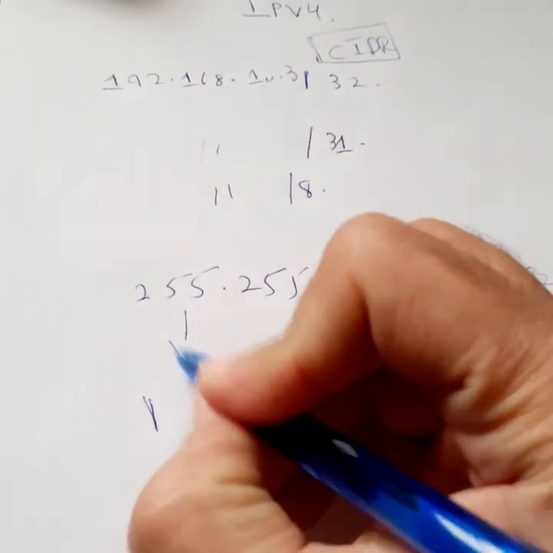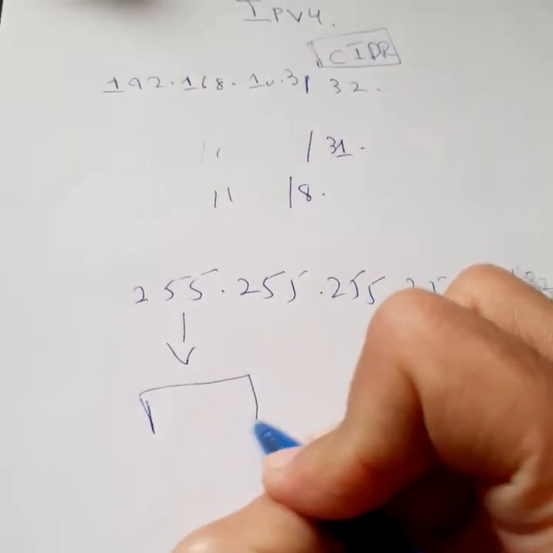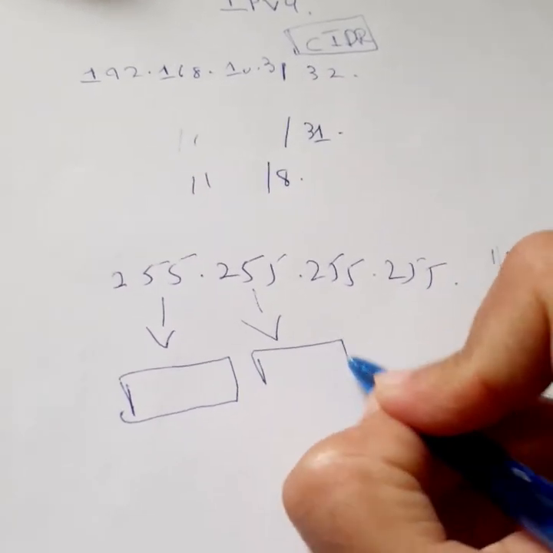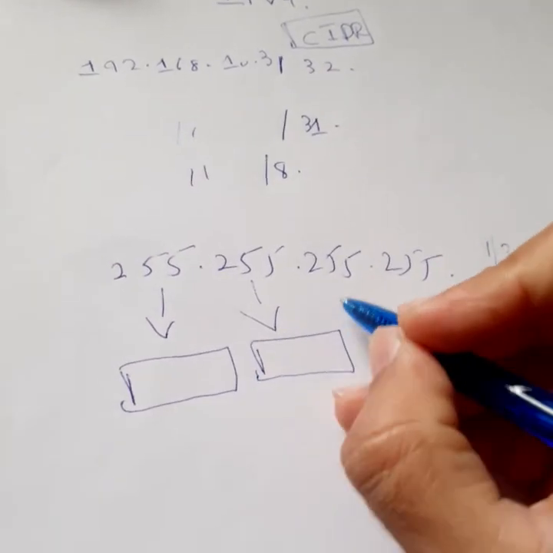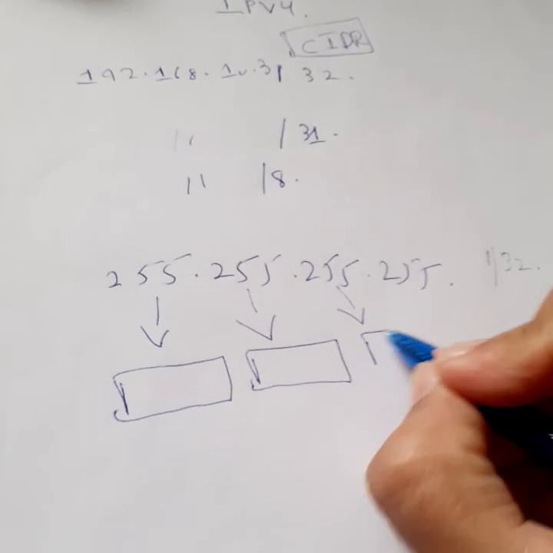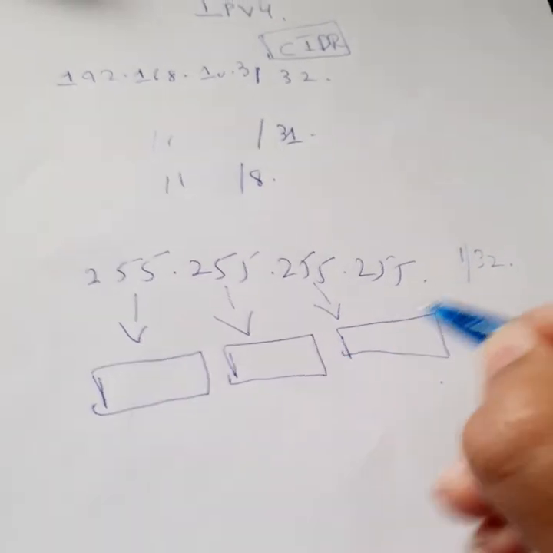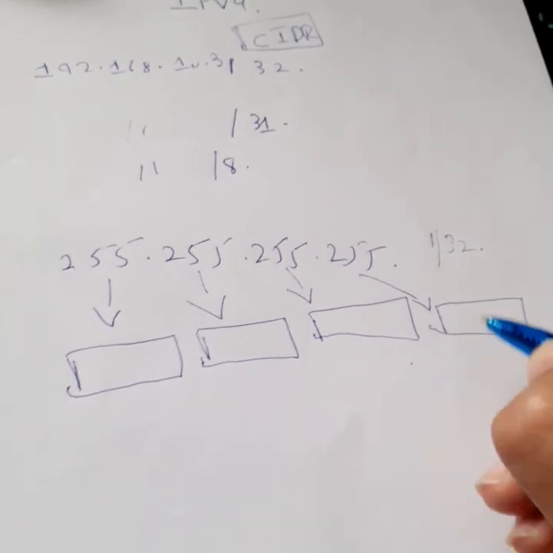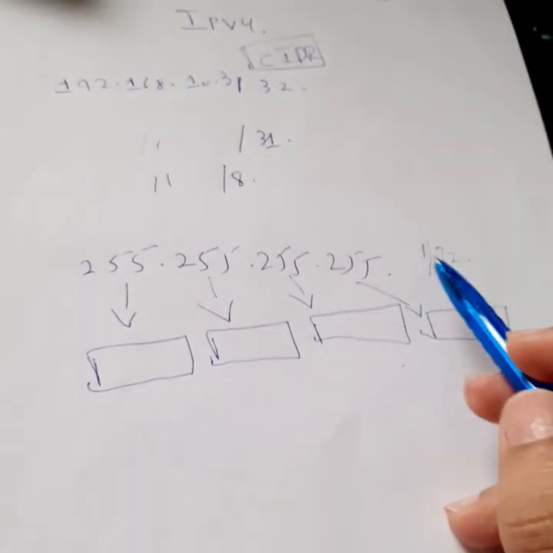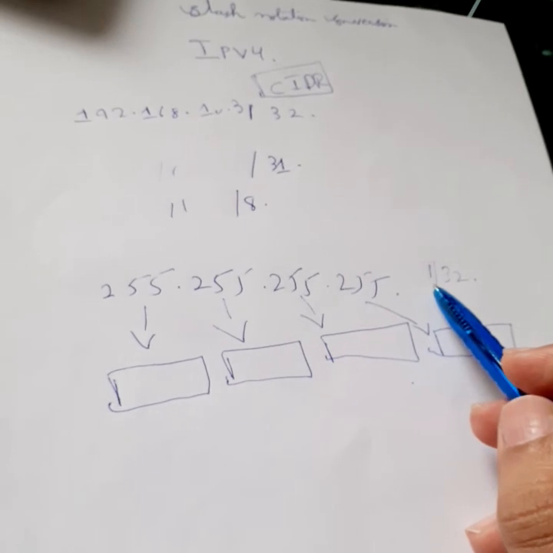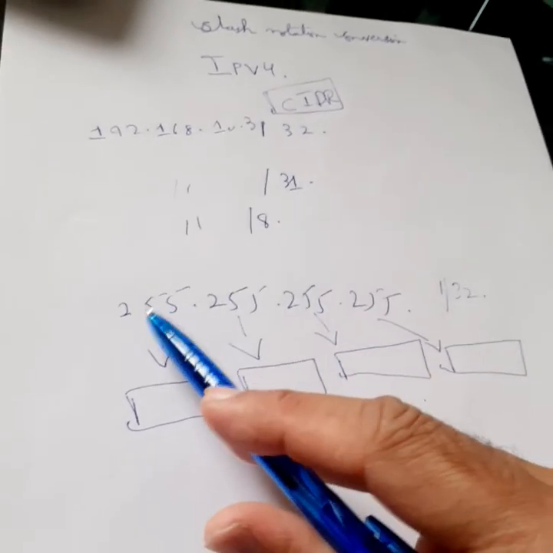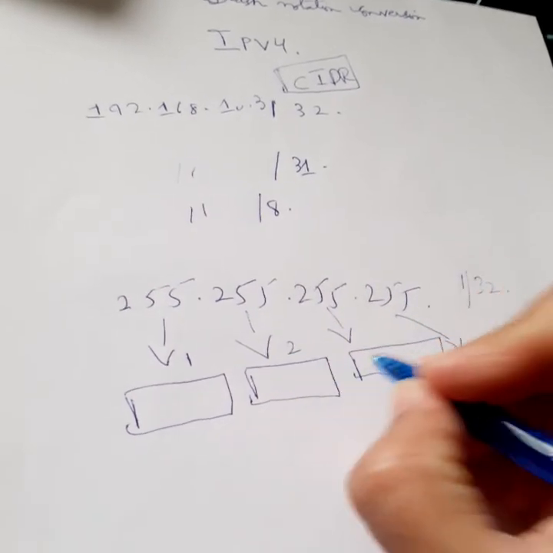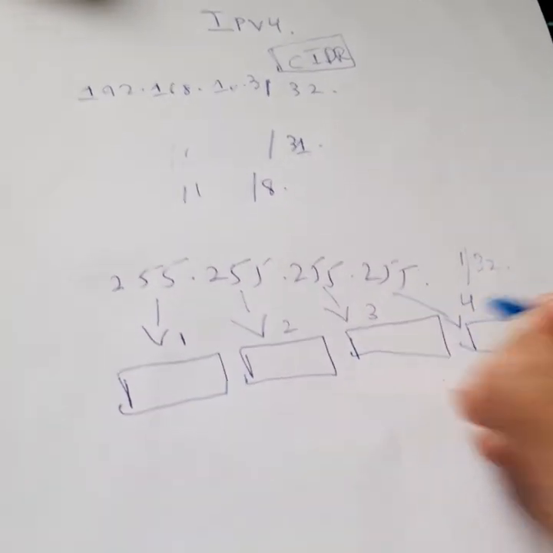My way of explaining might be a bit weird to you, but this is how I have learned. It's easier to understand it first and then do what you want with it. So first we break it into octets. That's the first octet, the second octet, the third octet, and the fourth octet.